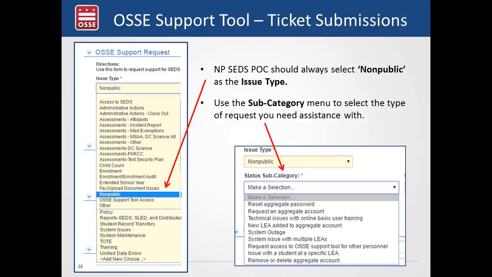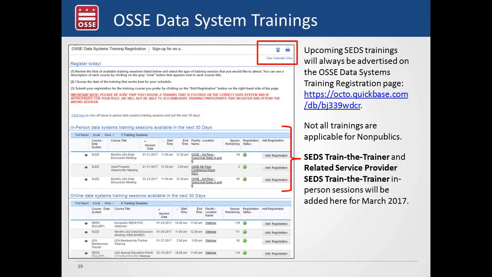And you would email the data team. So you would email osse.dartraining@dc.gov. Again, if you do not have an OSSE Support Tool account, please email osse.dartraining@dc.gov. Let them know, hey, I'm the non-public SEDS point of contact. I need an OSSE Support Tool account.